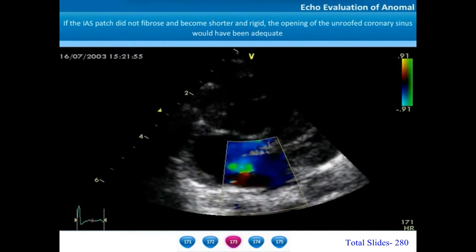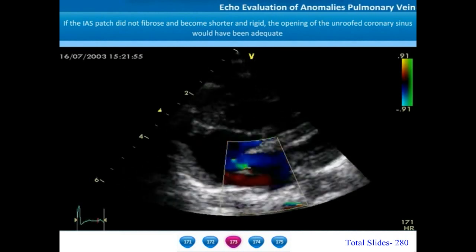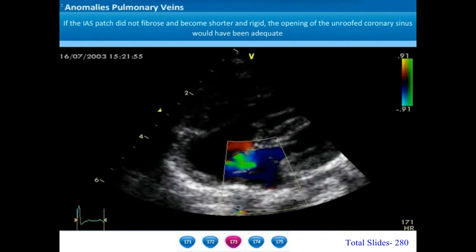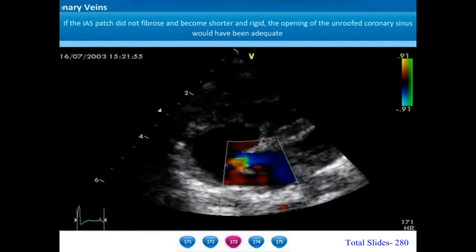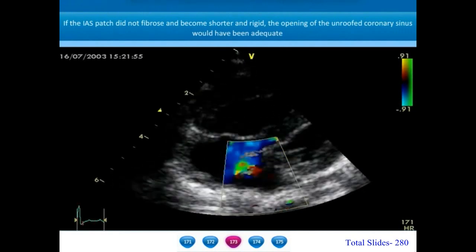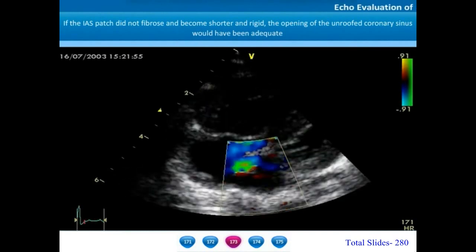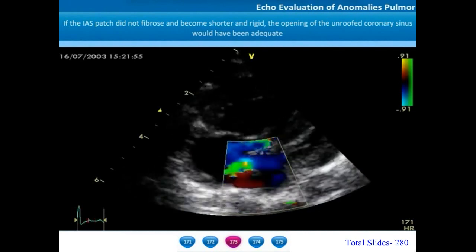In these cases, if the atrial septal pericardial patch had been more redundant, the level of pulmonary venous obstruction would not be severe. In this patient, the pericardial patch has also fibrosed and become shorter and rigid, thereby making the pulmonary venous obstruction more obvious.